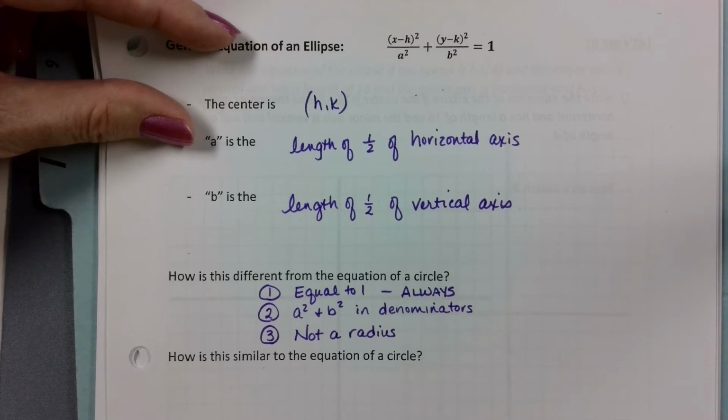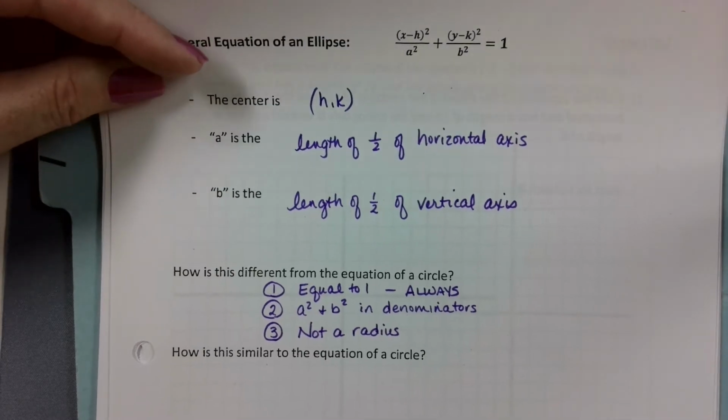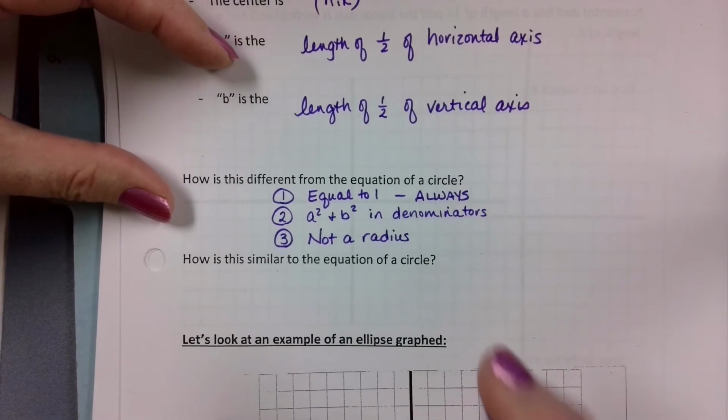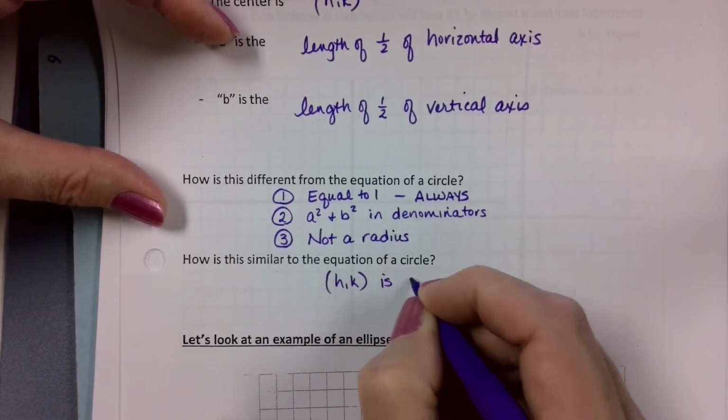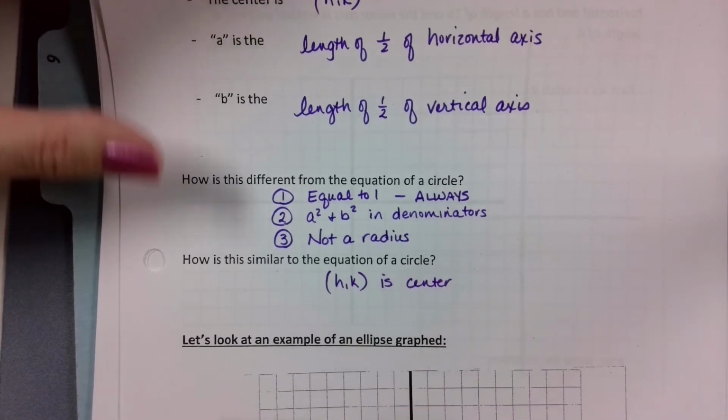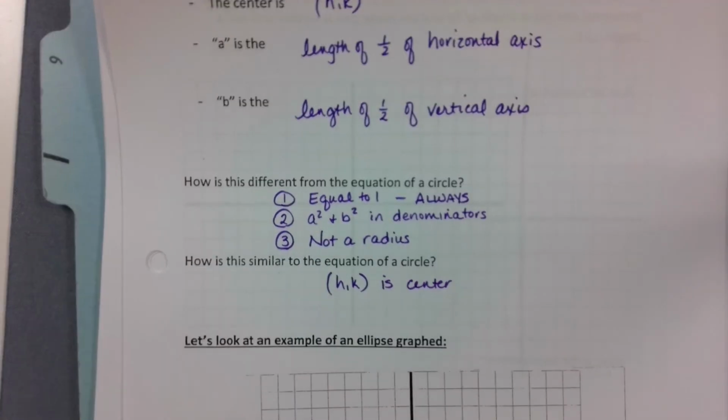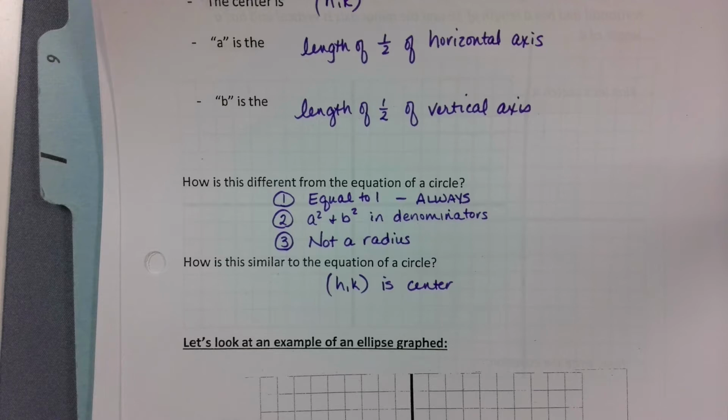Any questions on that part? Okay, and we talked about a similarity is that h, k is the center. So that x minus h squared and that y minus k squared, that's what's similar, which means that h, k is the center.